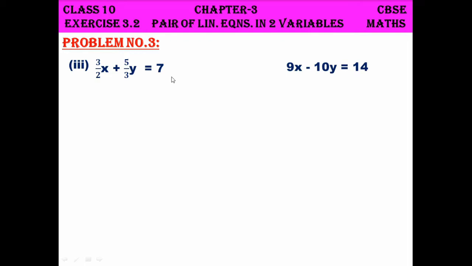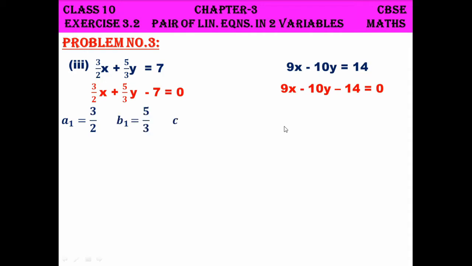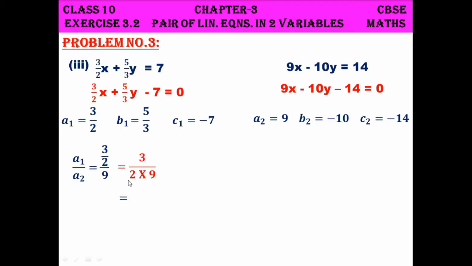Let's move on to the third subdivision. The equations are here and they are not in the standard form, so arrange them in the standard form. Then write the coefficients. The coefficients are A1 equals 3 by 2, B1 equals 5 by 3 and C1 equals minus 7. Similarly, A2 equals 9, B2 equals minus 10 and C2 equals minus 14. Now let's proceed to find the ratios. The first ratio is A1 by A2, which is equal to 3 by 2 by 9. So 2 comes to the denominator and totally this fraction simplifies to 1 by 6.